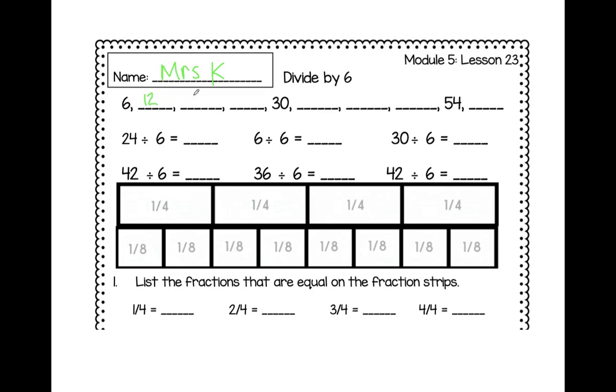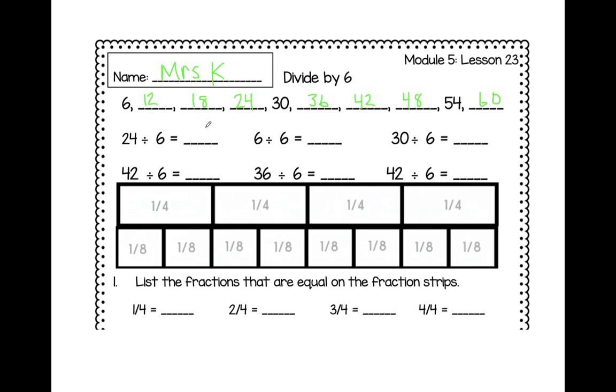So we have 6, 12, 18, 24, 30, 36, 42, 48, 54, and 60. So 6, 12, 18, 24, 30, 36, 42, 48, 54, and 60.